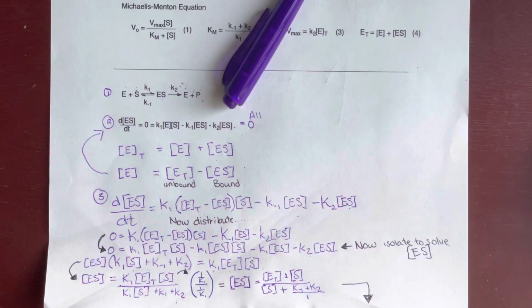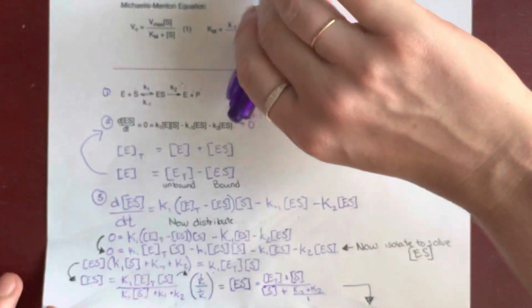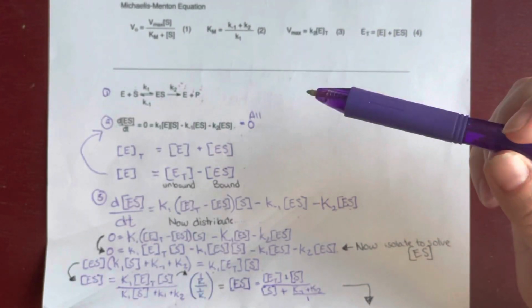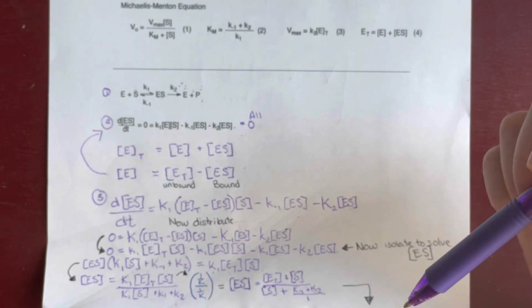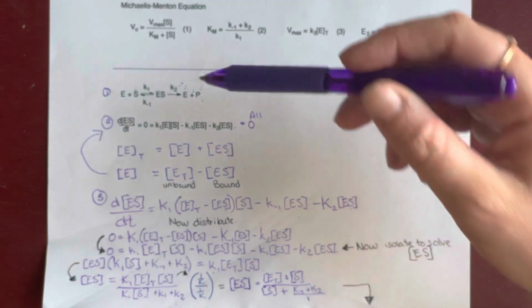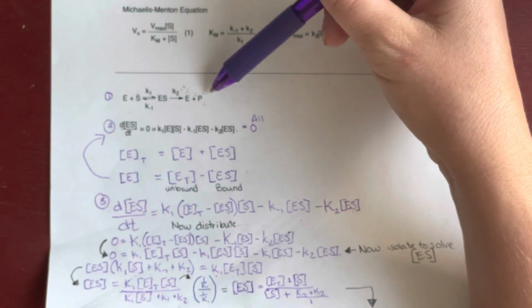This is Advanced Concept Presentation 2, where we will be deriving the Michaelis-Menten equation. This is essentially describing the kinetics of enzymes as they react with substrate, which in this equation is represented by S. These first two steps are written out for us already.